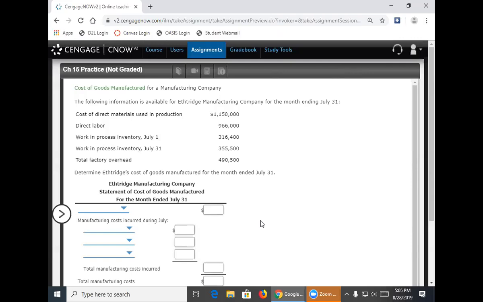Okay. And let's see, what did we have? They gave us our ending balance as of July 31st. This is supposed to be 355,500. So again, we're solving for cost of goods manufactured. Okay. Well, again, we can take our beginning balance plus materials plus labor plus factory overhead. It's a lot of pluses, right?